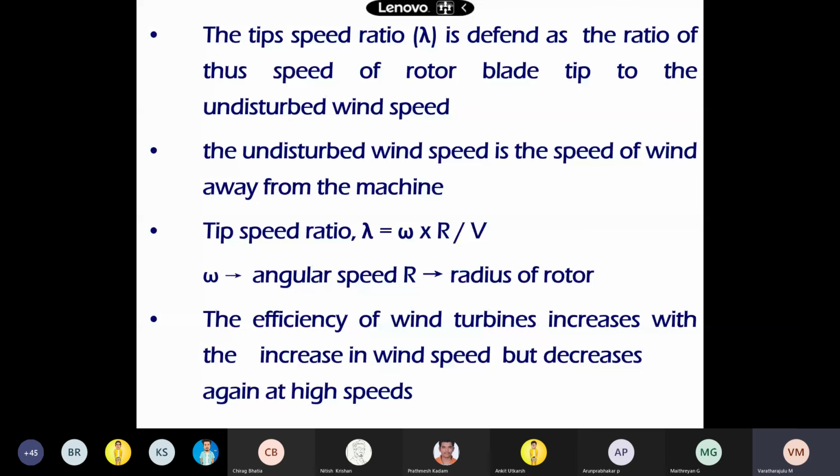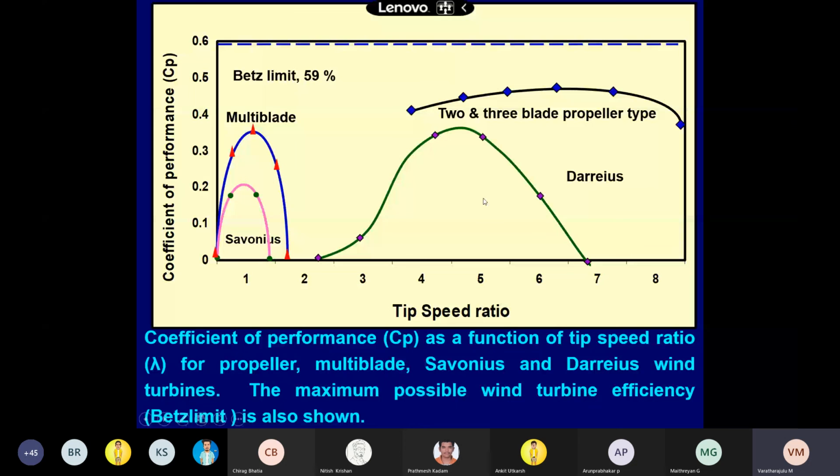The efficiency of the wind turbine increases with the increase of the wind speed, but decreases at high speed. See, omega, angular speed, and radius of the rotor are directly proportional, and V is inversely proportional. This is the coefficient of performance as a function of the tip speed ratio for the propeller and the multi-blade, Savonius or Darrieus wind turbine. The maximum possible wind turbine efficiency, that is the Betz limit, is also shown.